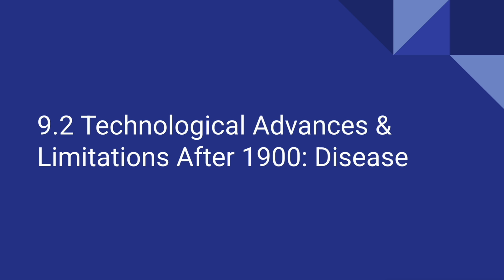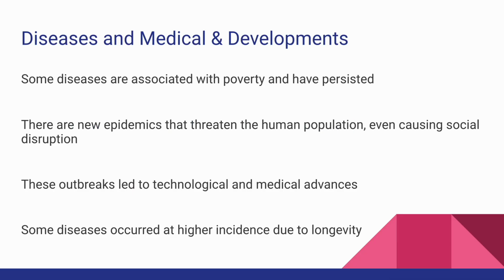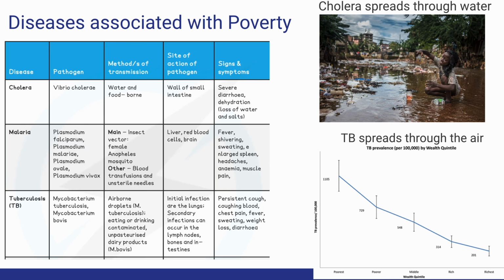So 9.2 is technological advances and limitations after 1900, for example, disease. With diseases and medical developments, we have seen that some are associated with poverty and have persisted because of this. There are also new epidemics that have threatened the human population and even caused social disruption. These outbreaks led to technological and medical advances, but some diseases are occurring at a higher rate of incidence because of longevity. So what are the diseases associated with poverty? This includes cholera, malaria, and tuberculosis.